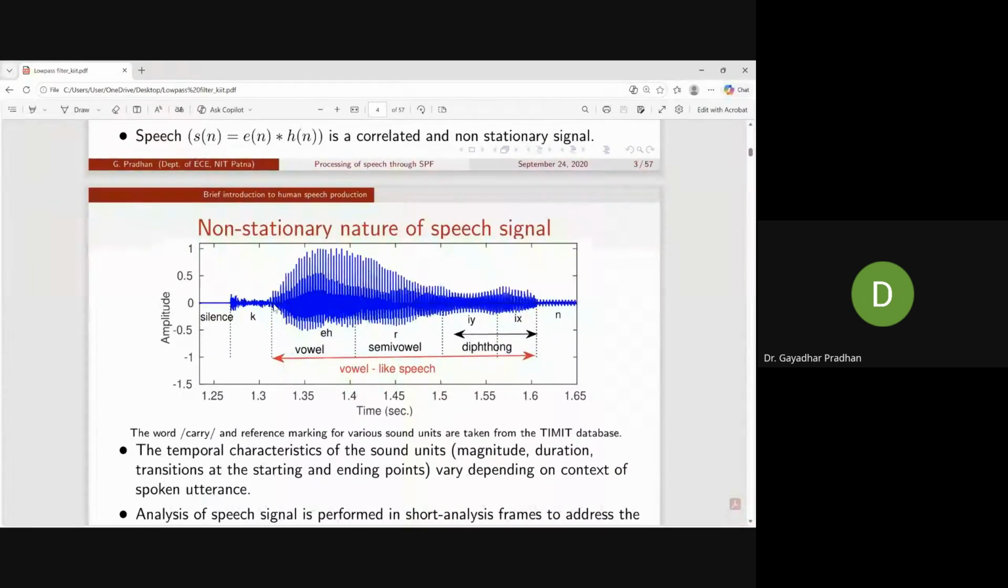If you look into the speech signal, as I told you, there are different sound units. When there is a resonant structure, this is a vowel. The mouth is open widely, and there is a periodic excitation.